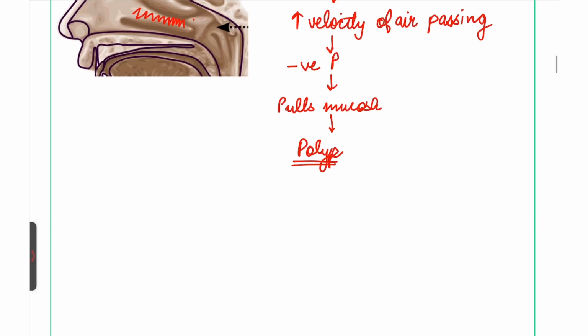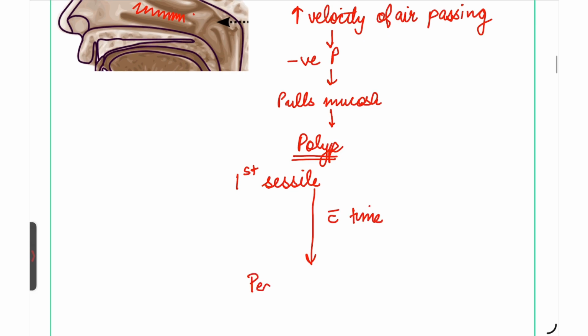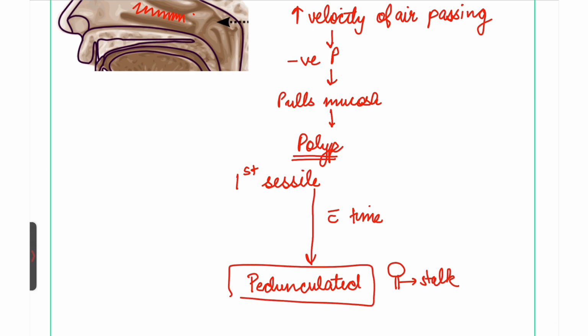The polyp is first sessile. What do we mean by sessile? A sessile polyp is flat. Then later, with time, due to gravity and excess sneezing, it becomes pedunculated. Now, what is a pedunculated polyp? It has a stalk. It's easier to remove pedunculated polyps.